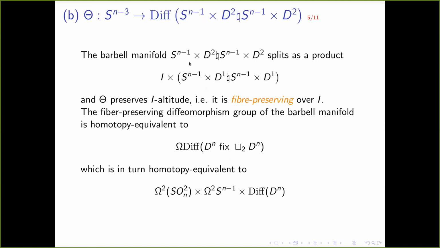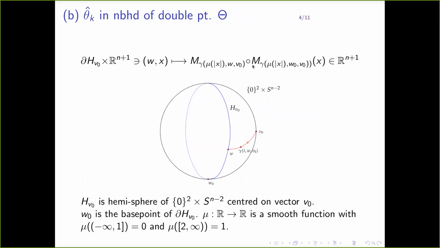Okay, so the family of diffeomorphisms of the barbell. Just from the nature of that construction, I claim that this diffeomorphism family is fiber preserving over an interval. The barbell, I'm splitting an interval out of the D2 factor, and I'm saying that if you take the projection map to the interval, this diffeomorphism family is fiber preserving, and it basically follows from the formula.